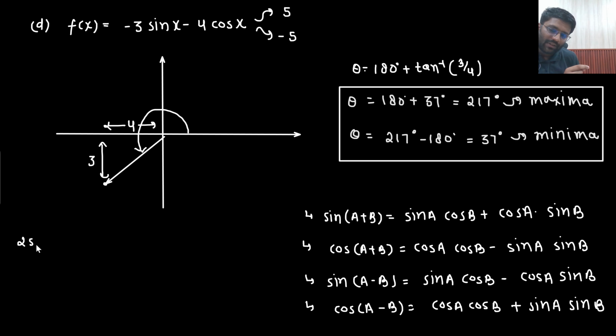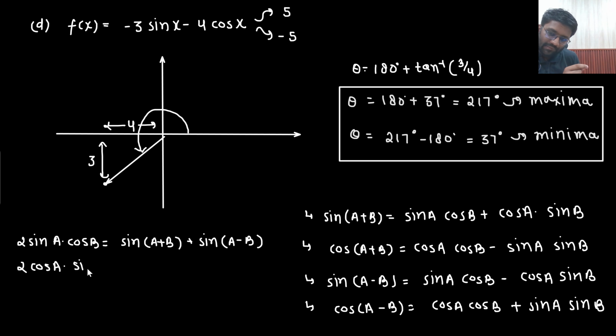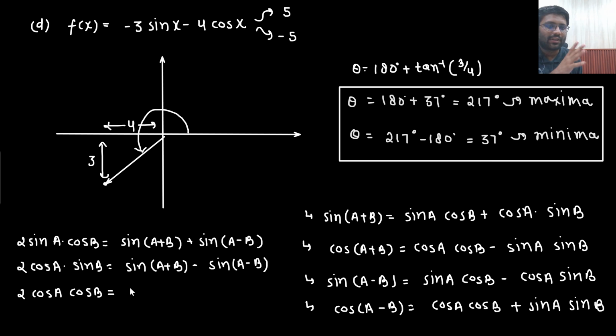Which formulas? These also you directly need to remember. If I am asking 2 sin A cos B, different things are there, that means sinusoid will come into action: sin A plus B plus sin A minus B. 2 cos A sin B is sin A plus B minus sin A minus B. If 2 cos A cos B is there, both same, that means cosinusoid will come into action: cos A plus B plus cos A minus B.